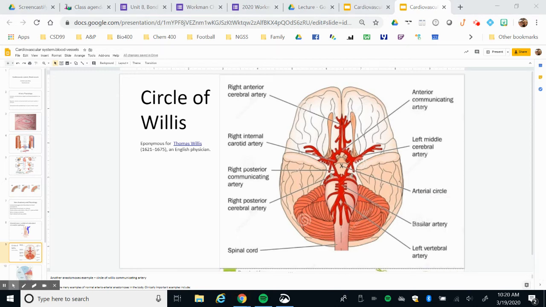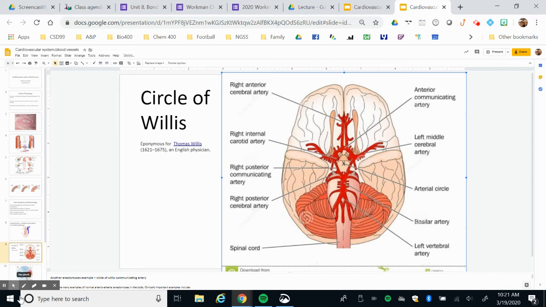This shows you anastomotic structures crossing across the brain from the left to right side. So these communicating arteries, let me go back to my marking tools here. The communicating arteries, right? These communicating arteries here cross blood from the right to the left side of the brain. And there's a posterior communicating artery too.